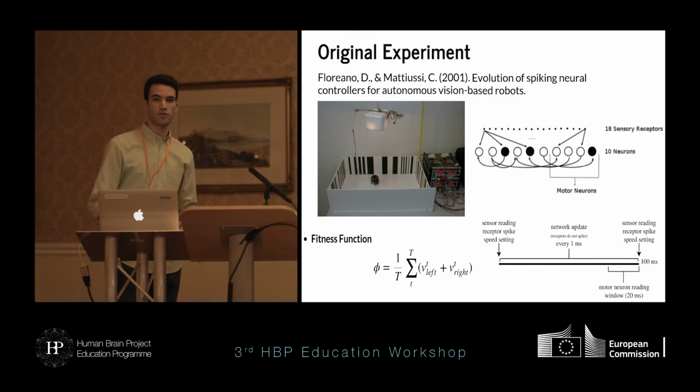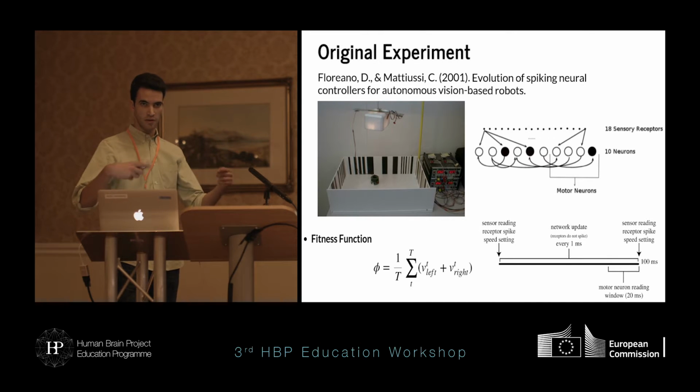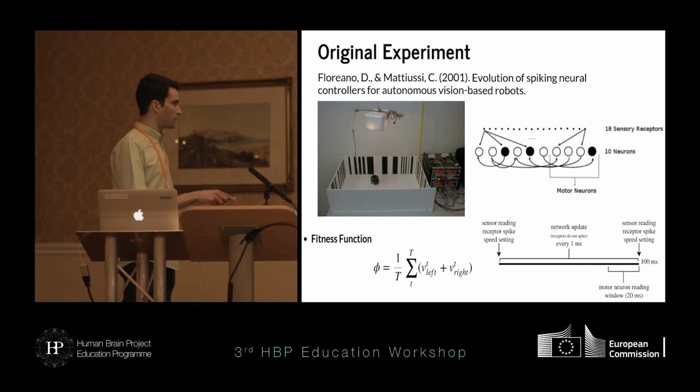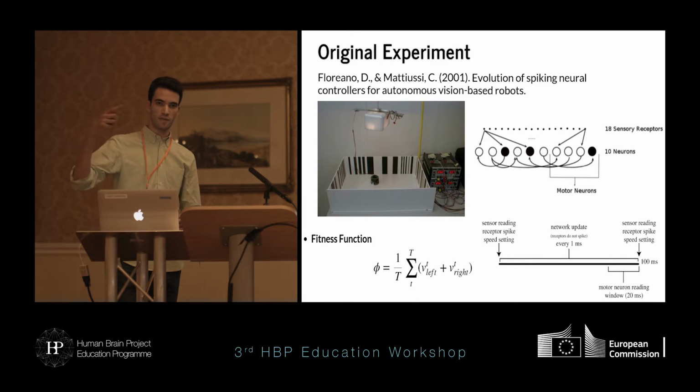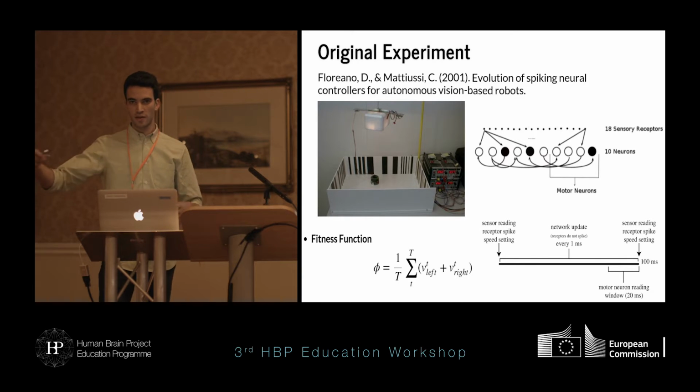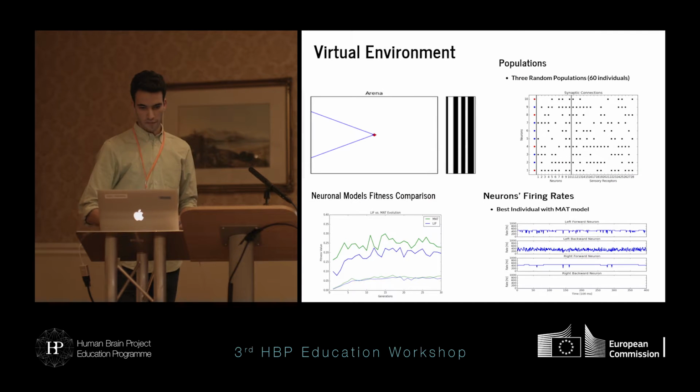They tested each individual for 40 seconds in this environment, divided in 100 millisecond chunks. At the beginning of the 100 milliseconds, the sensors read, so the camera and the encoders on the wheels, and then the network keeps spiking. And at the end of the 100 milliseconds, a new value for the speeds of the wheels is set for the next 100 milliseconds. So what I've done is I've built this environment virtually.